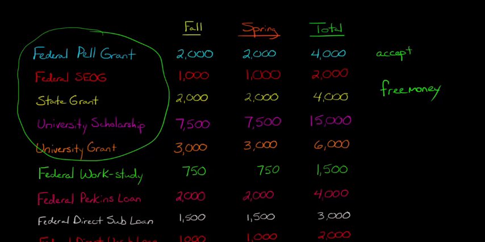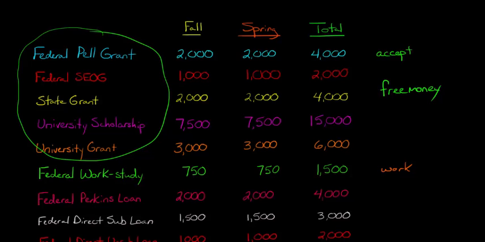Now, the second best type of aid is the federal work-study program. So with this, let's say you're being offered $1,500 here. Now, you're going to have to work for that $1,500. However, they're going to work around your academic schedule.